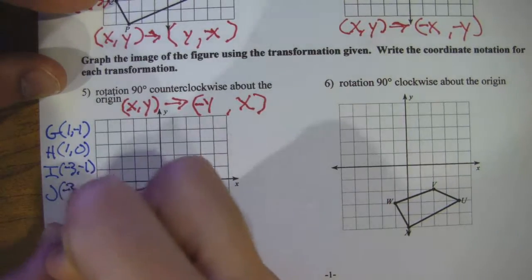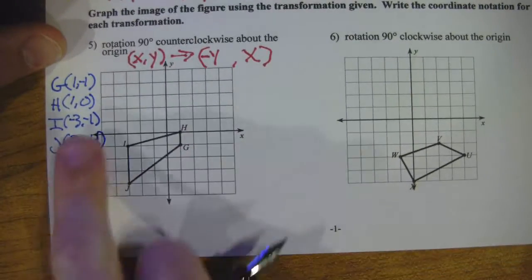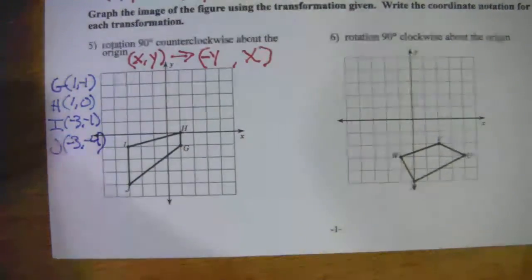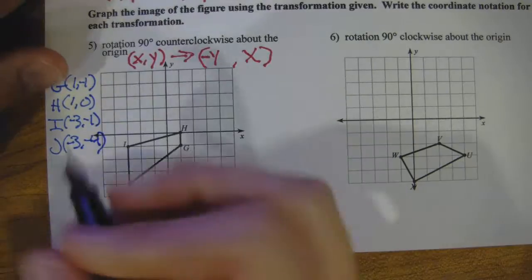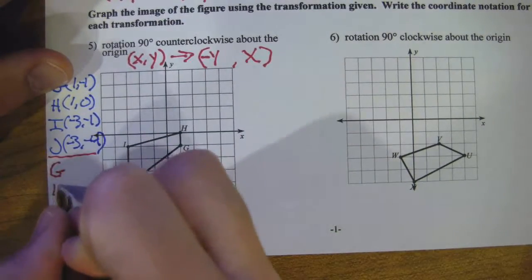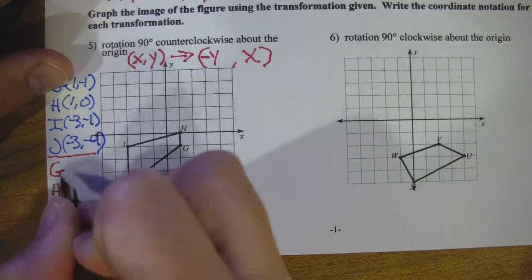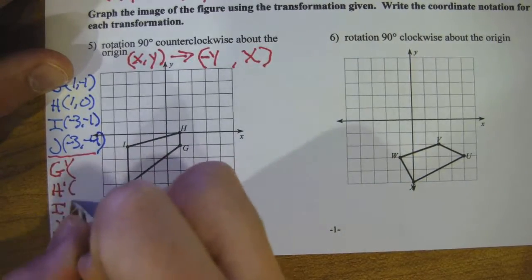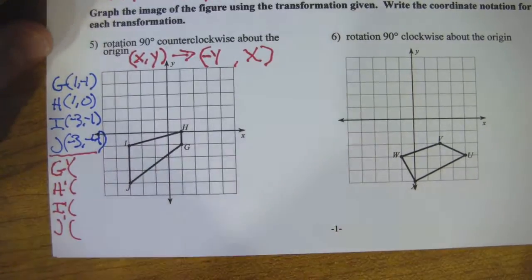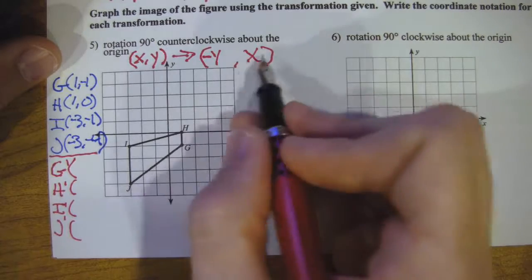All right. And I'm going to write my other coordinates down here. I don't want to get into that other spot there. So let's write all of our prime coordinates out. So we've got G, H, I, J prime. Now, first thing I'm going to do for each one of these is trade x's and y's.